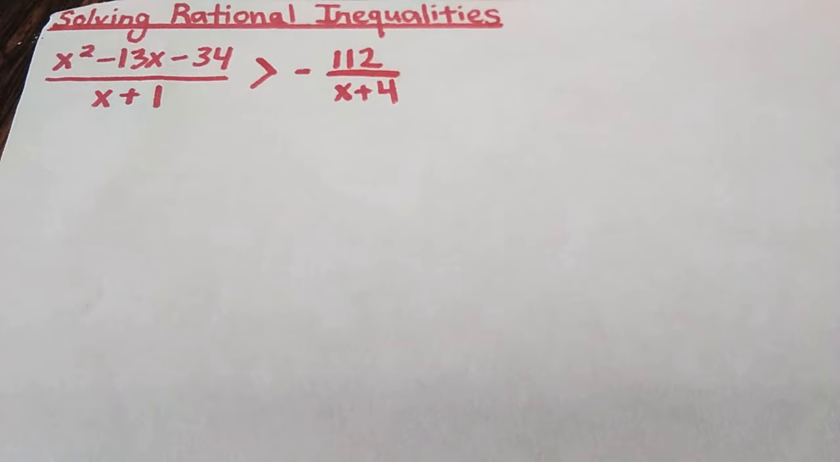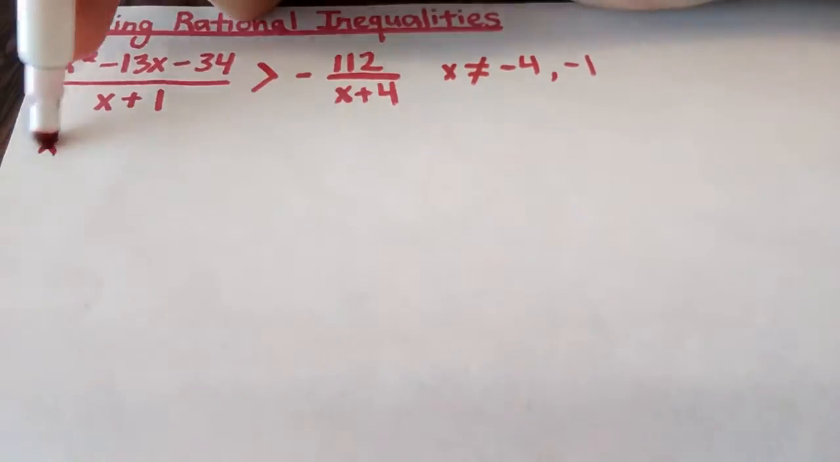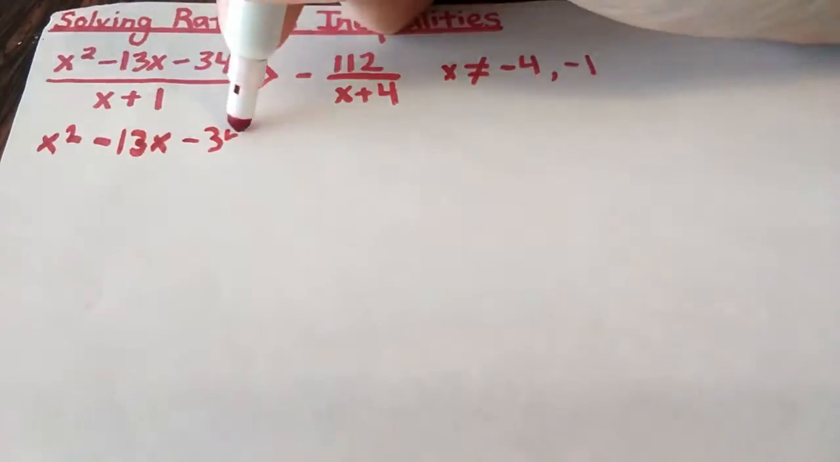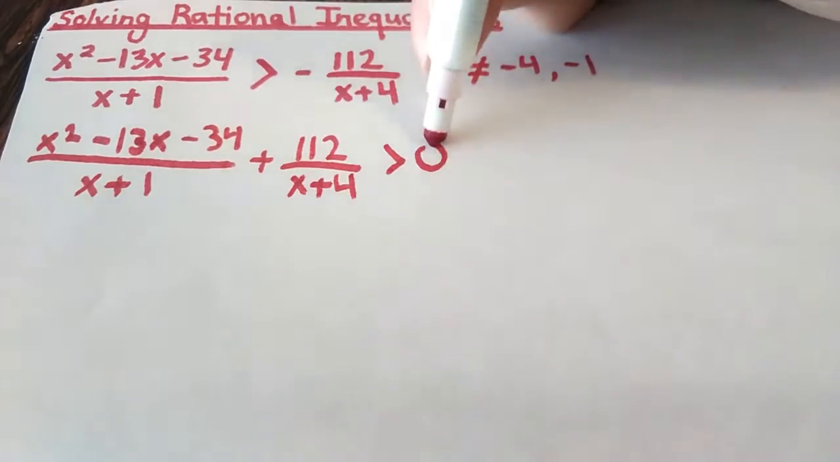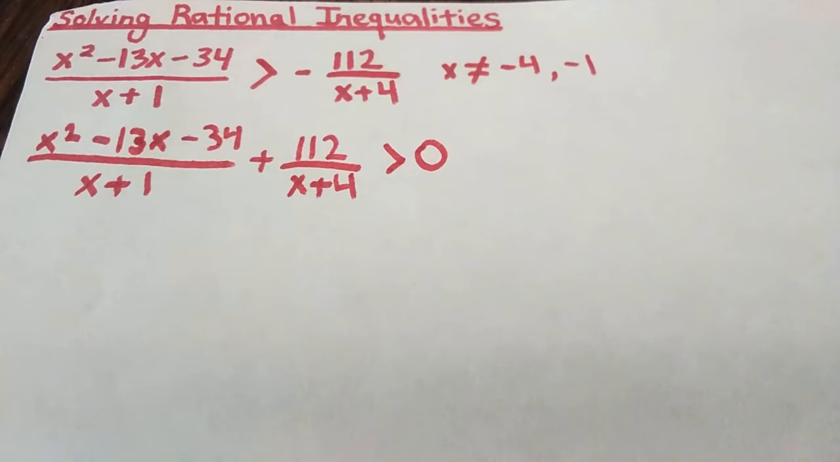The first step is to state the restrictions. We know that a denominator cannot equal 0, so x cannot equal -4 or -1. The next step is to move all of the expressions to one side of the inequality. We're going to move this expression to the left side by adding 112 over x plus 4 to both sides.